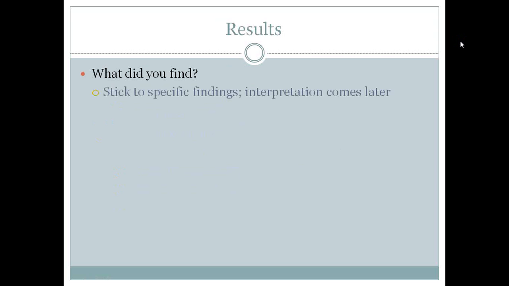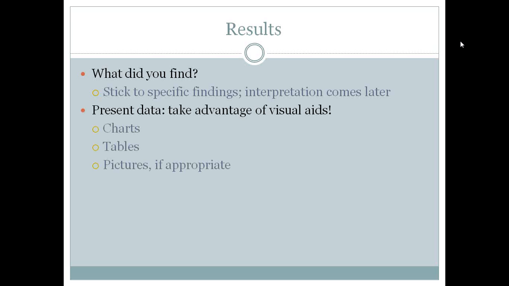So when we get to the results, you want to show what you found. This is not the place where you interpret the data. You just stick to the facts and say, this is what I found. This is kind of the meat of your poster, really, the results and the method sections. This is where you're going to have your charts, your tables, and you can include pictures.